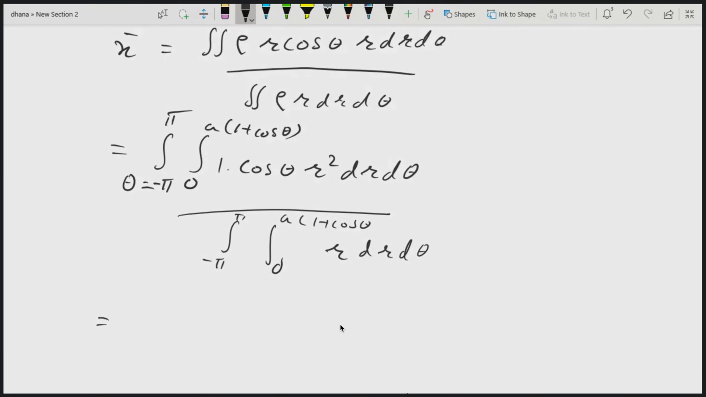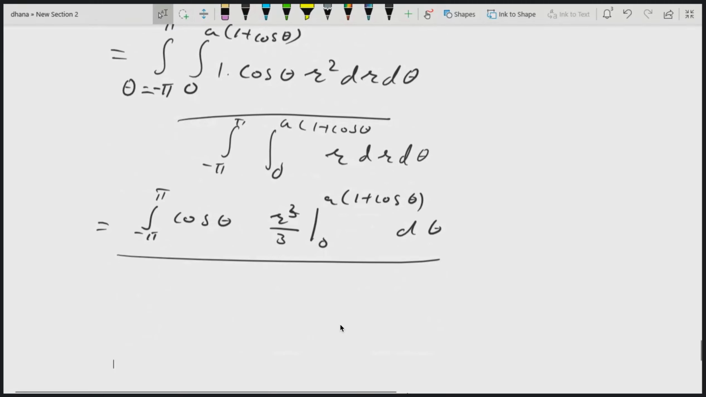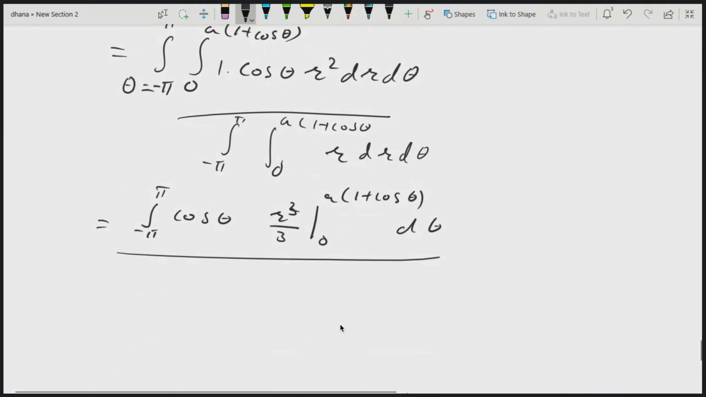First integrate with respect to r. Minus pi to plus pi, cos theta as it is. For r square you will get r cube by 3, limits 0 to a into 1 plus cos theta d theta. Denominator you will get, again I'm repeating, don't cancel these things. Minus pi to plus pi. For r you will get r square by 2, limits 0 to a into 1 plus cos theta d theta.